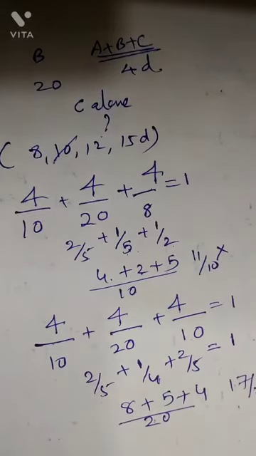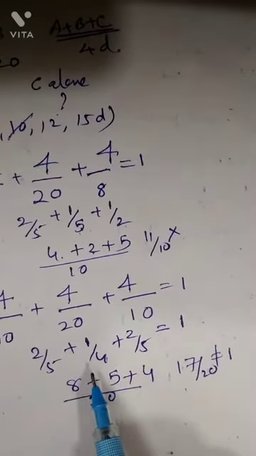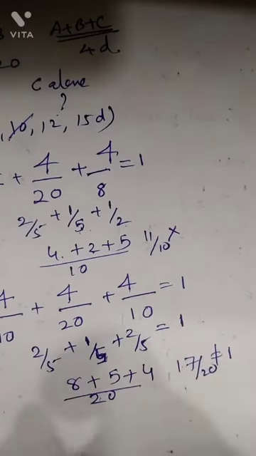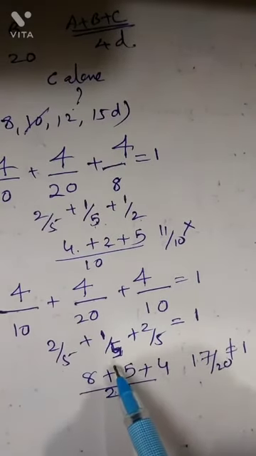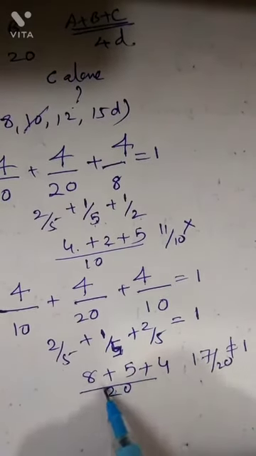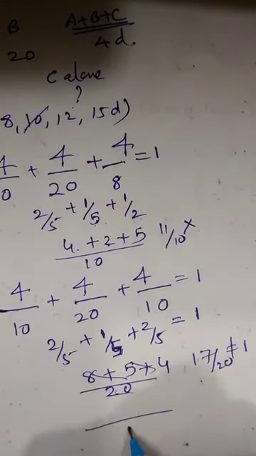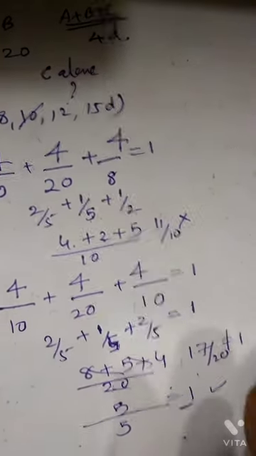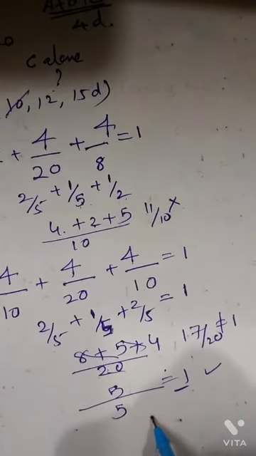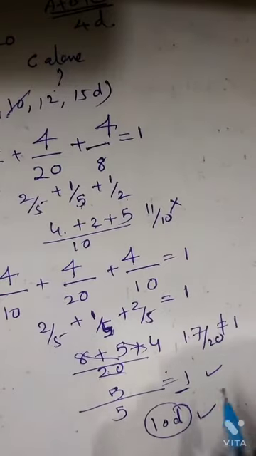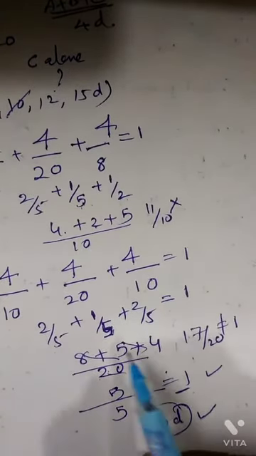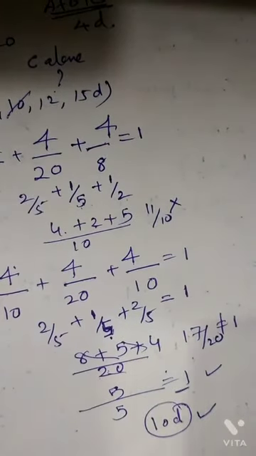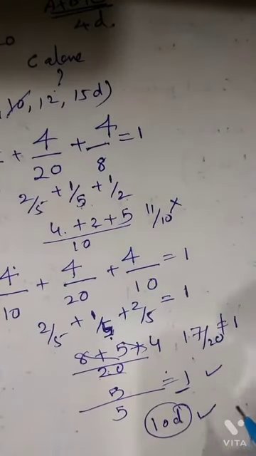Two 2s are 4, 2 5s are 10, 4 1s are 4, 5 5s are 20, dear students. Now if you check it, what happens? 2 plus 1 plus 2, this is 5 by 5, that is equal to 1. So the answer is 10 days. 10 days is the correct answer.